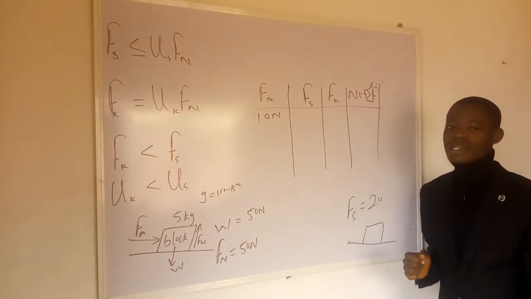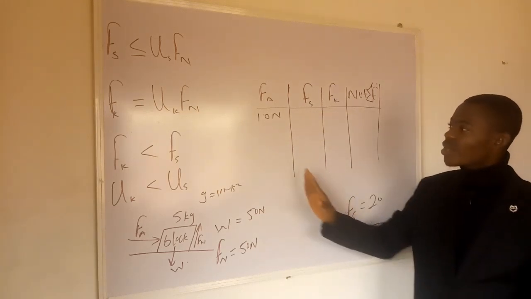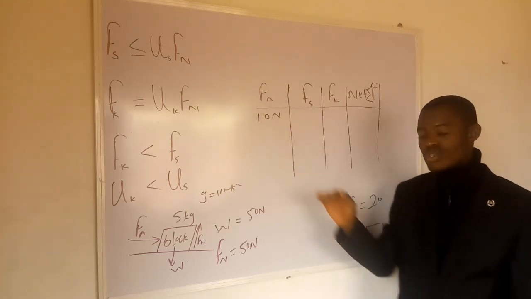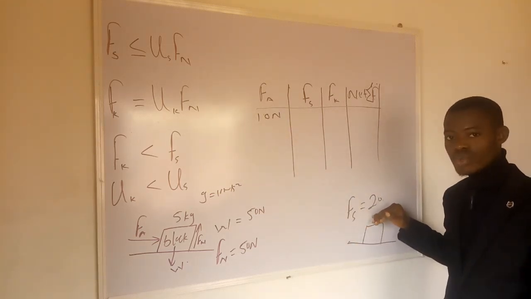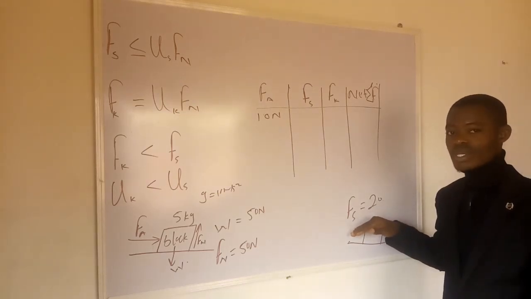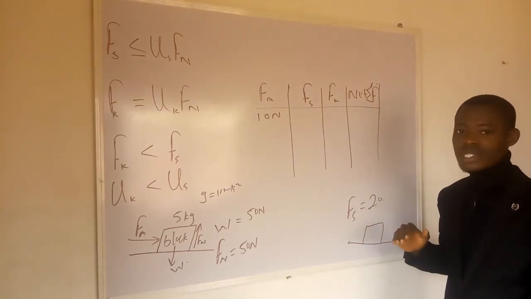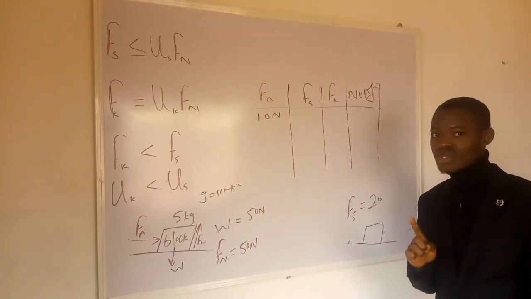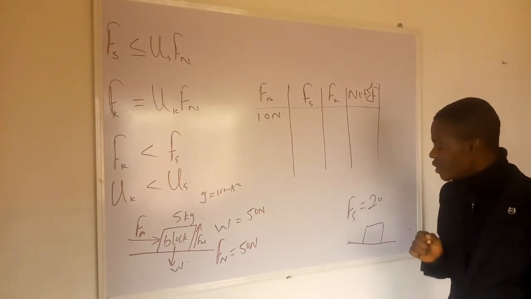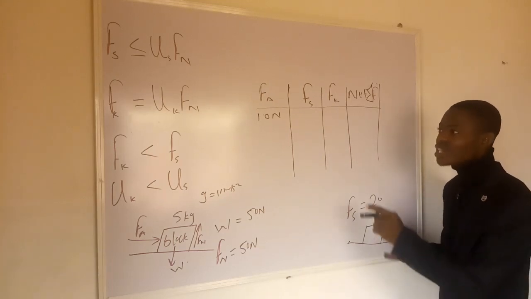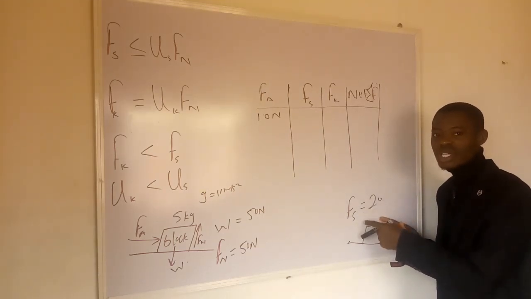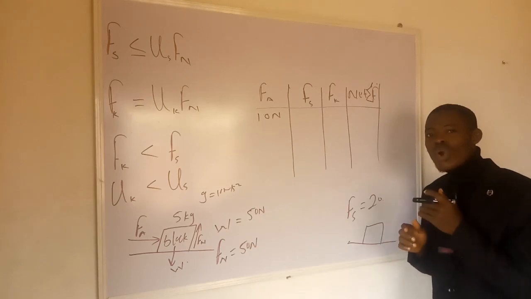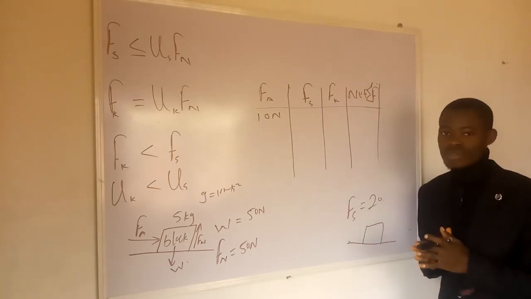Now, what you need to understand is that as long as the applied force is not up to the threshold, or the minimum static frictional force, then the object will not move. That's one thing you need to keep in account. Secondly, as long as the applied force is not up to the static friction, the static friction will always match the applied force.